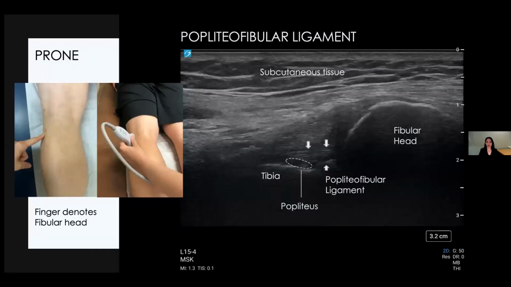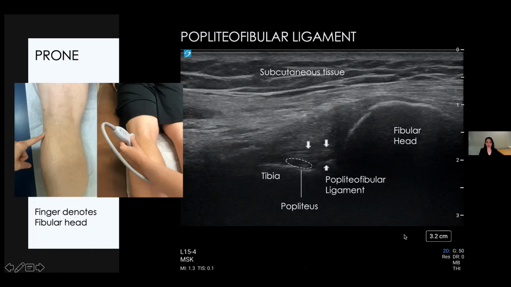So to evaluate the popliteofibular ligament, I recommend palpating the fibular head as depicted on the left and orienting the probe in an oblique longitudinal orientation. Superiorly, the transducer is medial and inferiorly, the transducer is lateral in anatomic long axis of the popliteofibular ligament. And you can see the popliteofibular ligament on the right and the popliteus next to it, as depicted here.